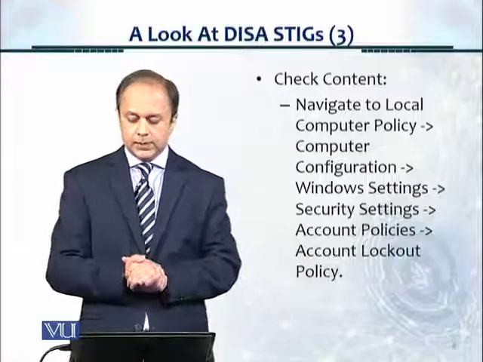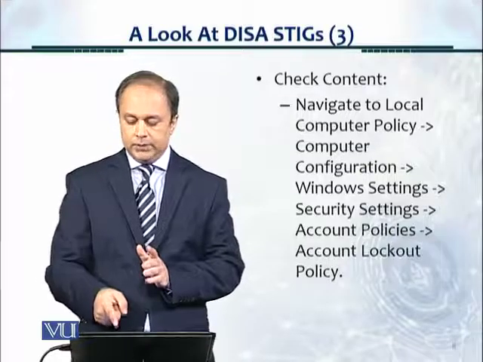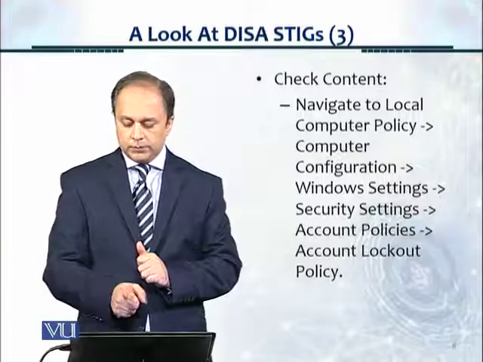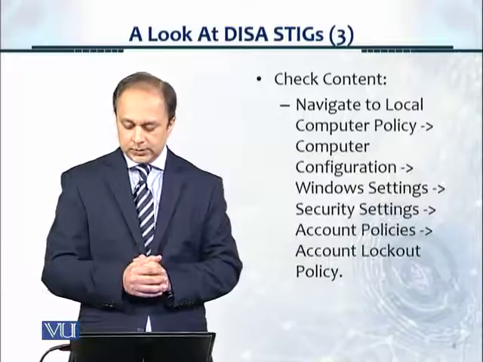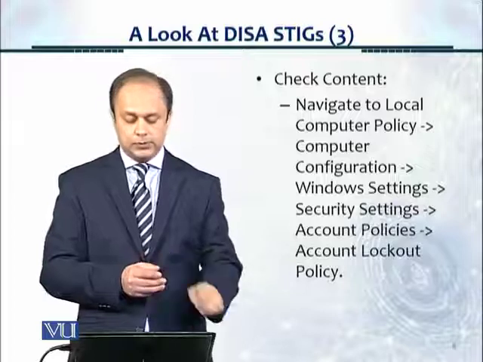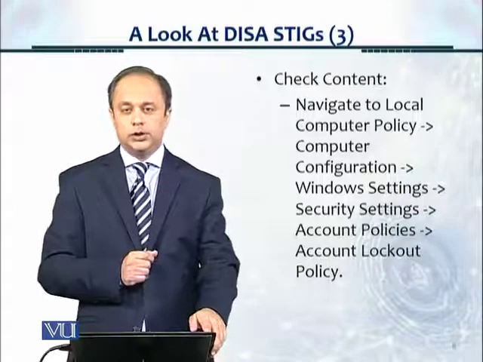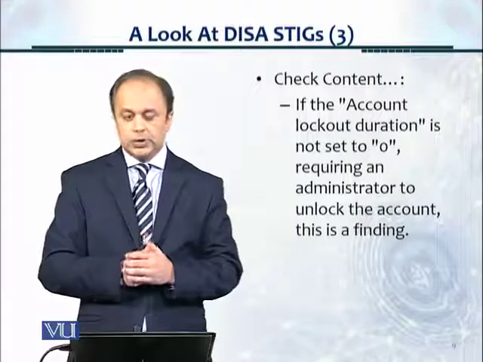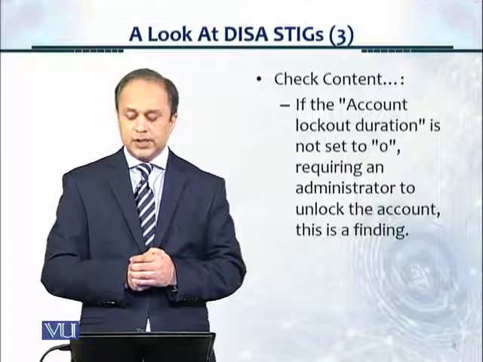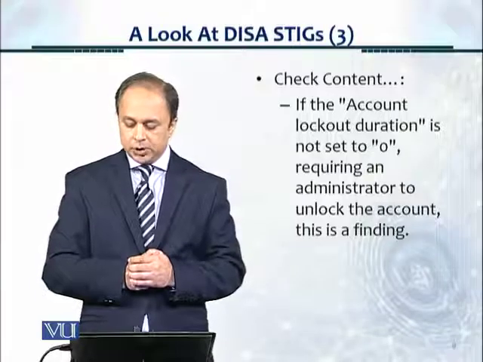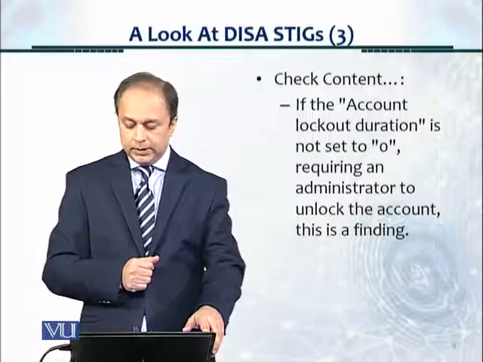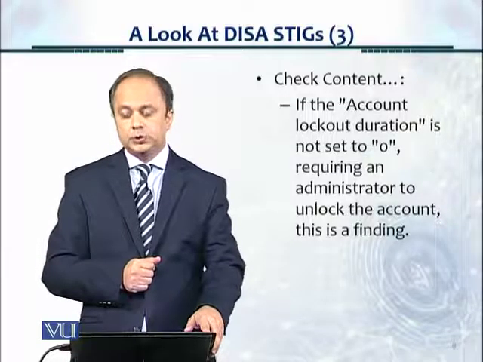So you navigate to the computer policy, then to the computer configuration, go to the Windows settings, go to security settings, go to account policies, and then go to account lockout policy. So it tells you exactly where to go in the check content. And the check content continues, it says if the account lockout duration is not set to 0, requiring an administrator to unlock the account, this is a finding. So it's telling you what you should be doing here.